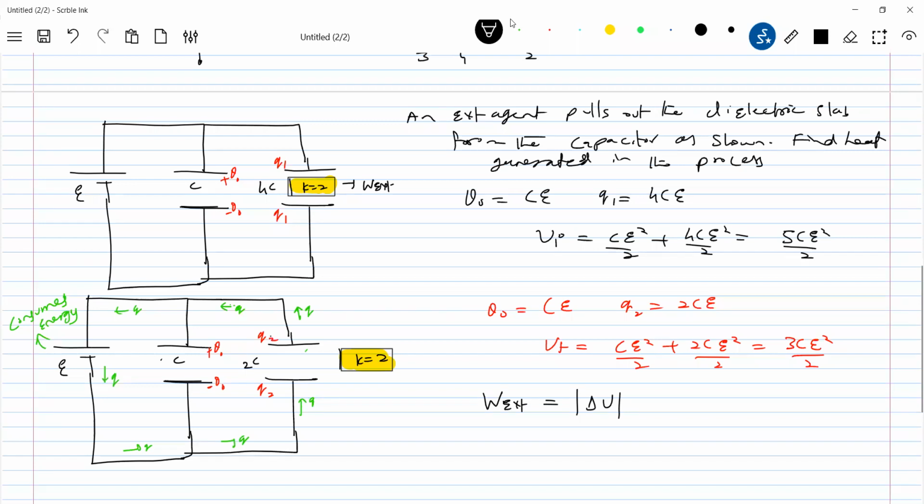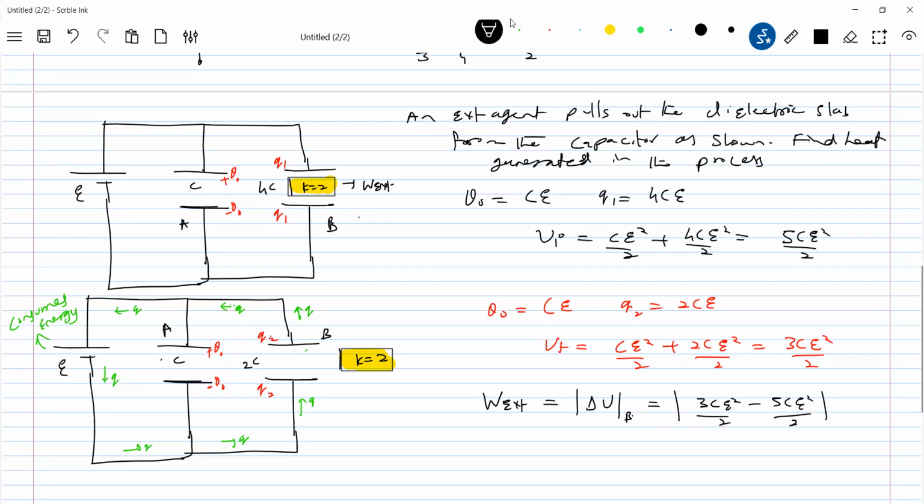We'll call these capacitors A and B, because 1, 2 again will be confusion. It should be only B, not of the total system. So the final energy is how much? 3CE square by 2, and the initial is 5CE square by 2.